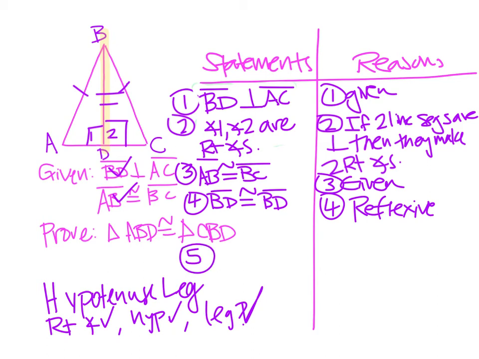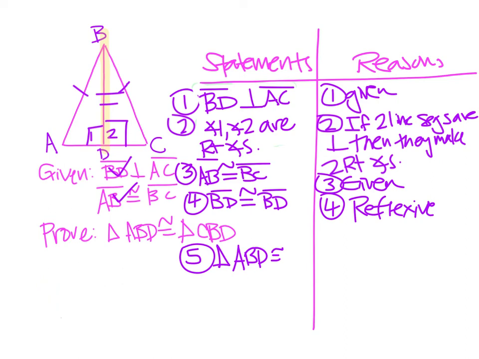Now remember, guys, the last thing I always want to write is what is the proving statement. So I'm going to write triangle ABD is congruent to triangle CBD. The way those two triangles are congruent, again, is by HL. And I still need three things. So this time I need a right angle to be written, and that happens in step 2. So here's my right angle.